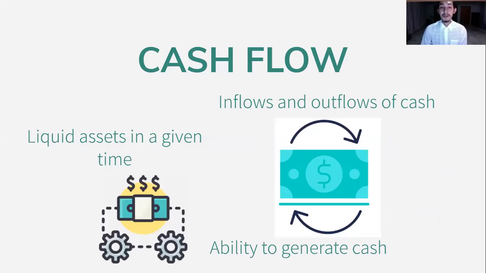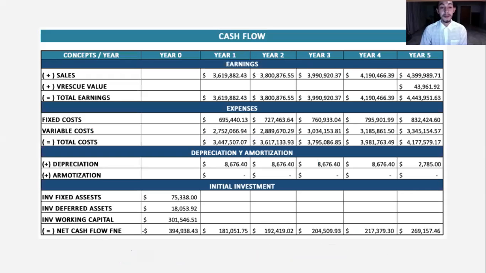Now moving on to our cash flow, which refers to the inflows and outflows of cash. Also, in the table, you can see the liquidity the assets have gathered over time. Here you can see our table, it is divided into 5 years, beginning with the earnings, which is the sales, the rescue value, which will give you the total earnings, followed by the expenses, the fixed costs, variable costs, to get a total cost for the expenses.